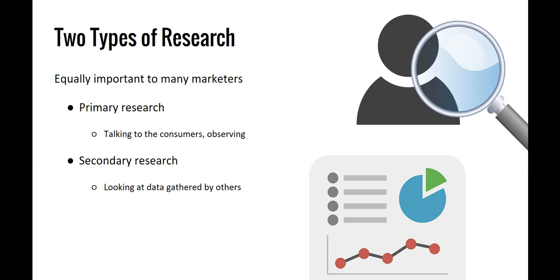consumers. So there's two types of research, and up until now we've been talking primarily about the second kind, secondary research. So secondary research is looking at data gathered by others, and we've already done a fair amount of that when we looked at the census data and third-party reports. But we also need to think about how do we conduct primary research. Primary research is when we talk directly to consumers or conduct scientific observations of consumer behavior.